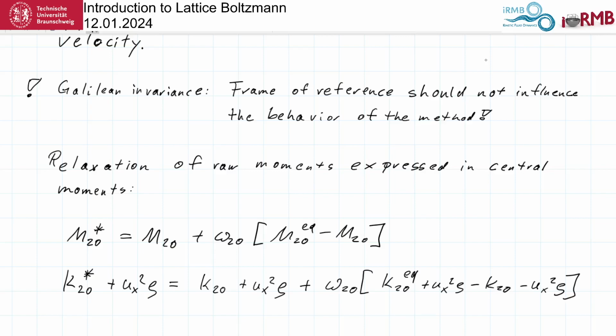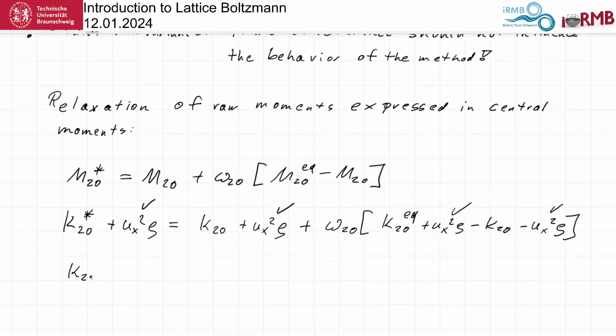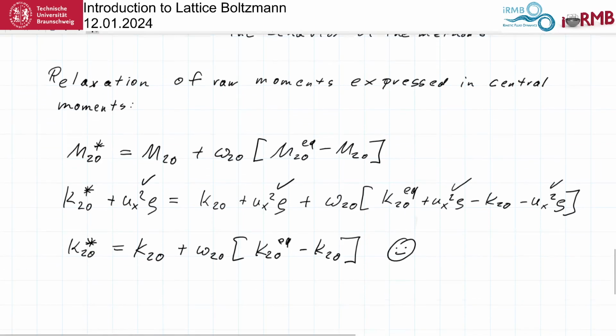And what we discover is we are lucky with this one, because this here is canceling this here is canceling this here, and we'll end up with K20 after collision is the thing before collision, omega 20 K20 equilibrium minus K20. So we are lucky because this means that the relaxation of this moment, whether we do it in central moments or in raw moments, doesn't matter. It's frame invariant.